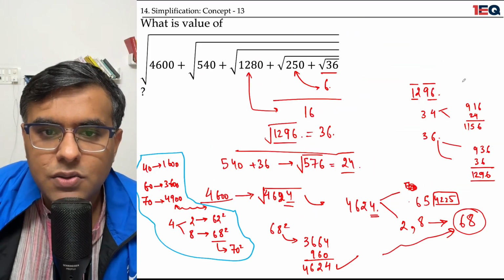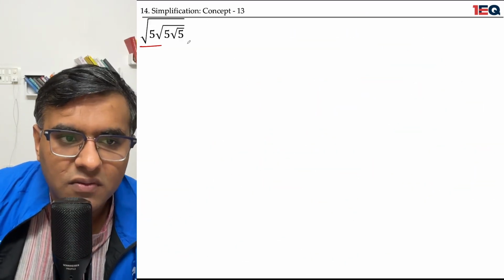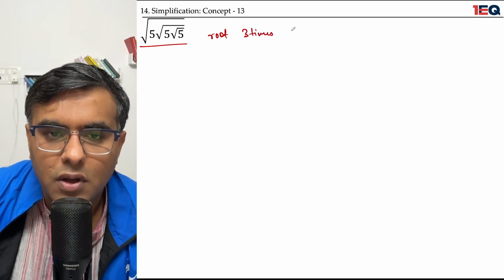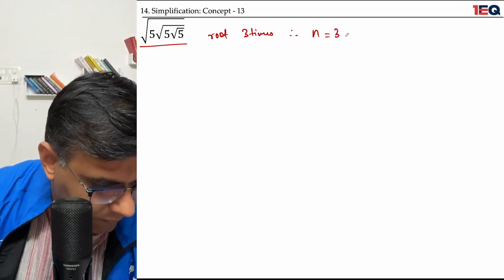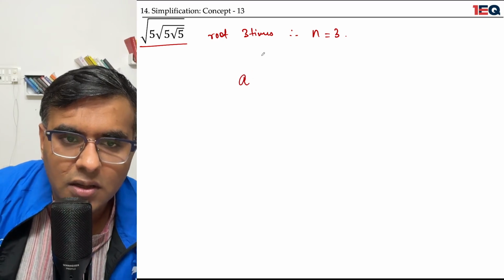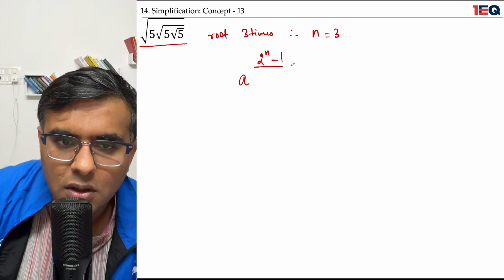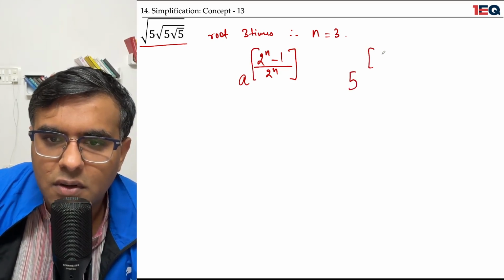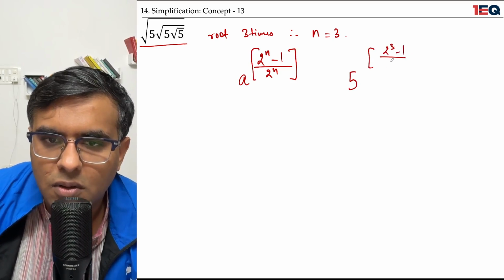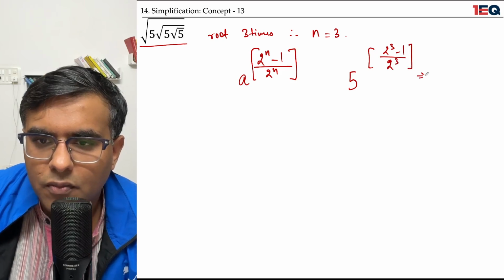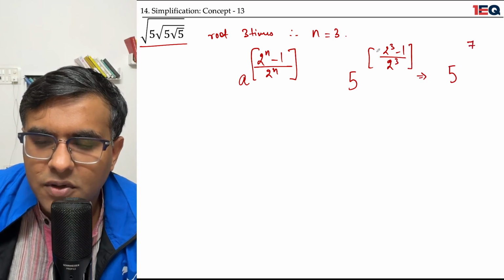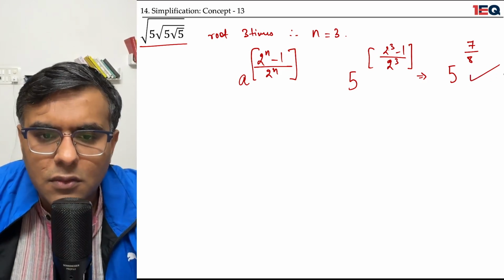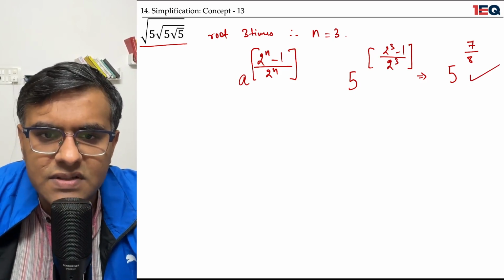So, going to this question. Now we have this root 3 times, therefore n is equal to 3. And we just learned the formula: a raised to the power 2n minus 1 whole upon 2n in such cases. So 5 raised to the power 2 cube minus 1 whole upon 2 cube. So 5 raised to the power 7 by 8, because 2 cube is 8. This is my final outcome. I hope I've made myself very clear with this example.